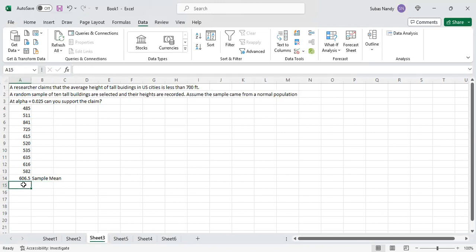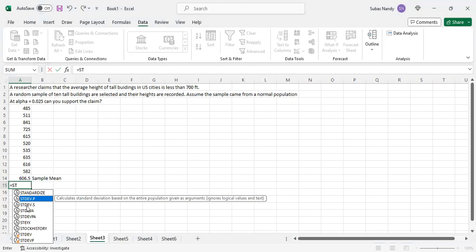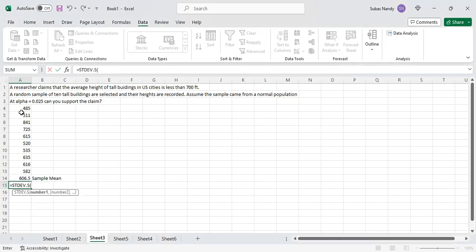Then we will calculate the sample standard deviation. So equal to STDEV.S because we are dealing with a sample. And then again, highlight from A4 through A13 and hit enter. So this is the sample standard deviation.